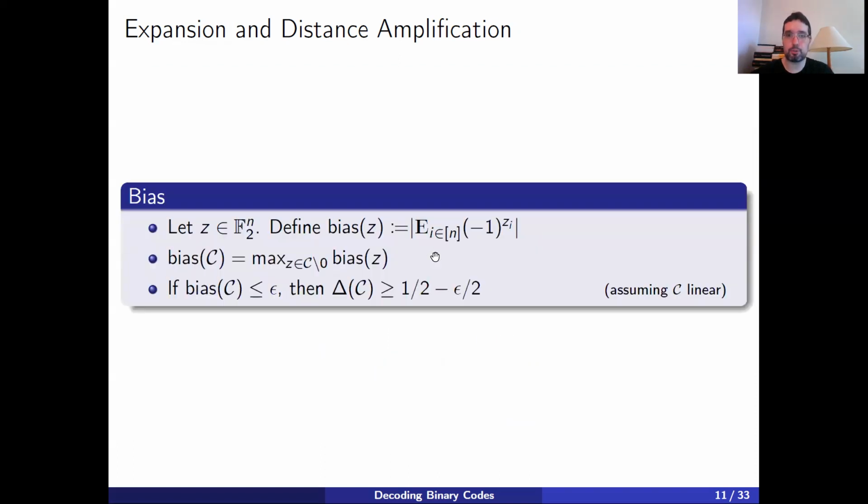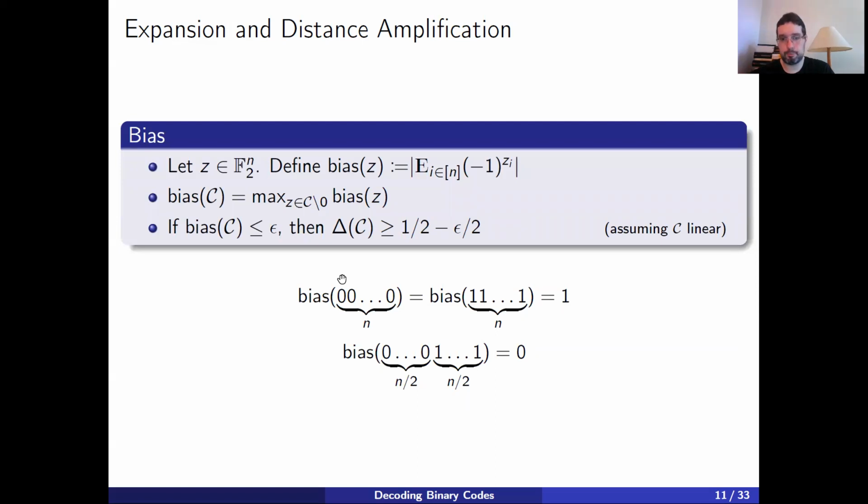And it's going to be more convenient to talk about bias, which is a closely related notion to distance. The bias is just the difference between zeros and ones in the word, in a normalized way. And the bias of the code is just the largest bias that you see. And if the bias is small, it implies that the code has large distance, assuming C is linear. To give some examples, if you have all zeros, we have full bias, bias 1. If you have all ones, you have full bias. And when the word is balanced, with a half fraction of zeros and a half fraction of ones, the bias is 0.